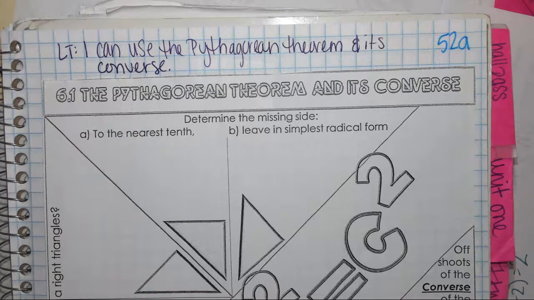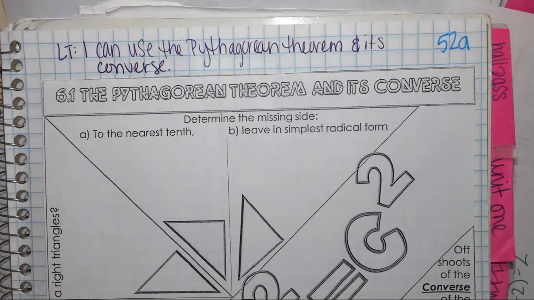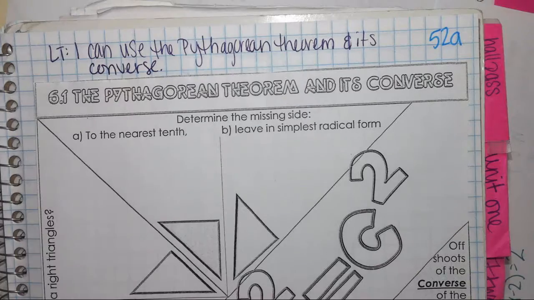A right triangle. Good. You can only use this on a right triangle. But you can use it to prove that a triangle is not a right triangle.